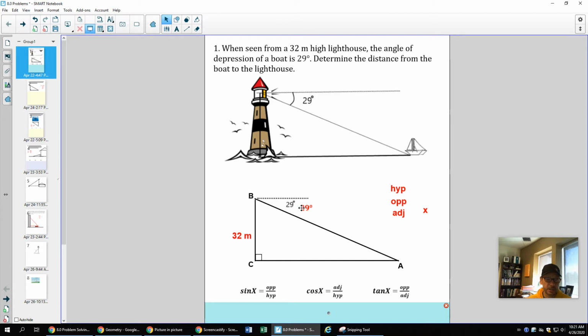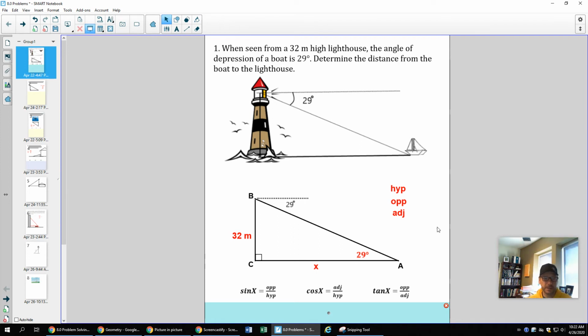But 29 degrees is not in my triangle. So I go over here where my angle A is, and that's where the boat is. So the angle of elevation is 29 degrees, because the angle of depression is 29 degrees. Inside my triangle, I've got 32 meters for the height and 29 degrees. I want to determine the distance from the boat to the lighthouse. That's from A to C, and that's where I'm going to put my X.